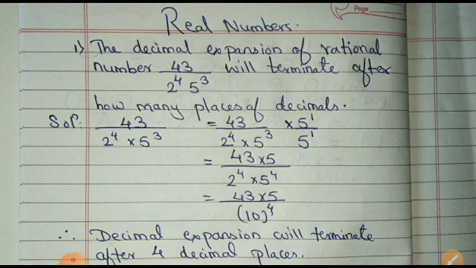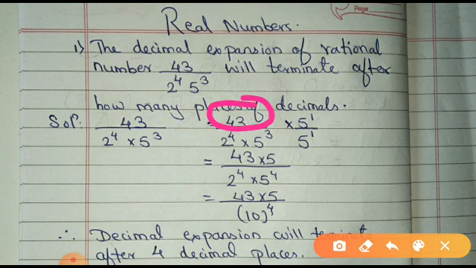So see the first question, 43 by 2 raised to 4 into 5 raised to 3. Now in this question, is 43 a prime number itself? Yes. So it won't have any common factor with the denominator. Check for the next step: you have to check for the highest exponent. Now we have 2 raised to 4 and 5 raised to 3. We know that if the denominator is of the form 2 raised to n and 5 raised to m, it will terminate. But I have to check how many decimals.